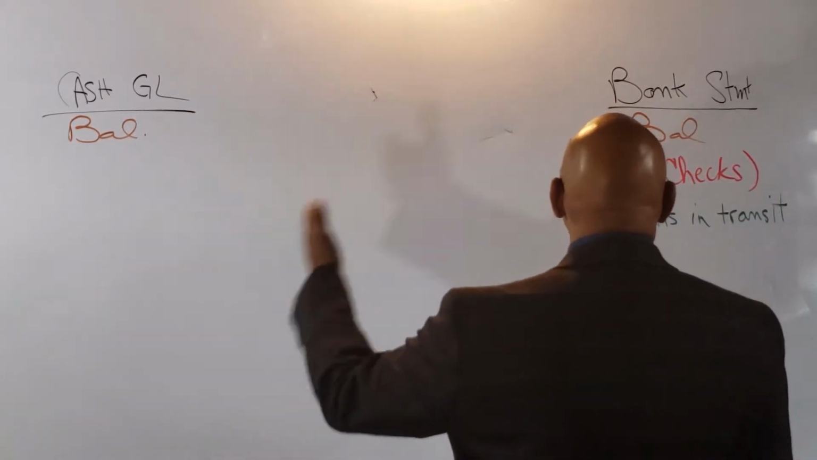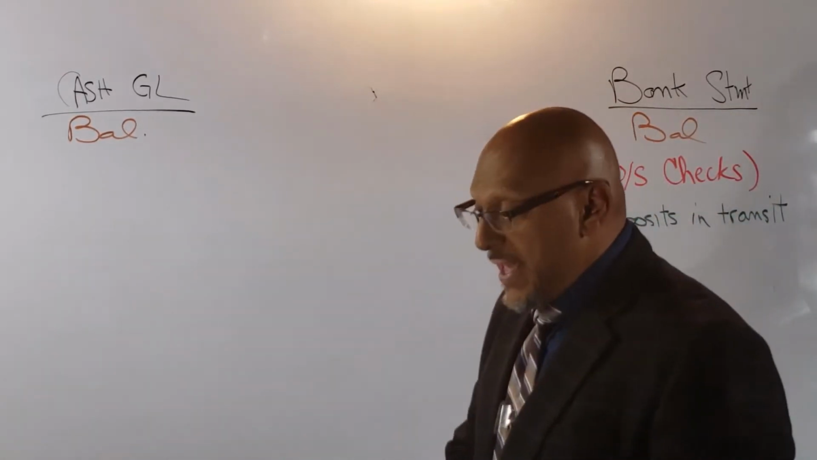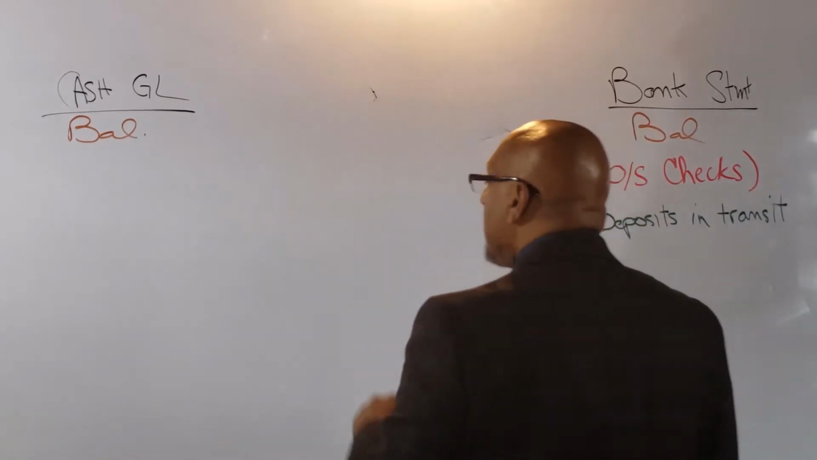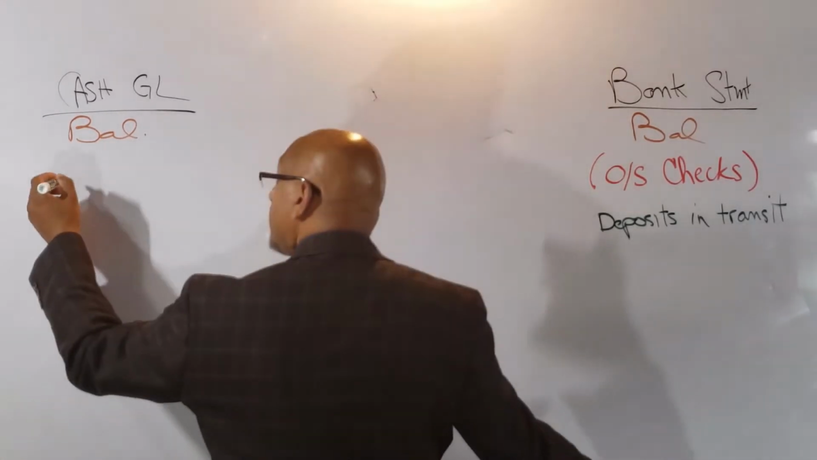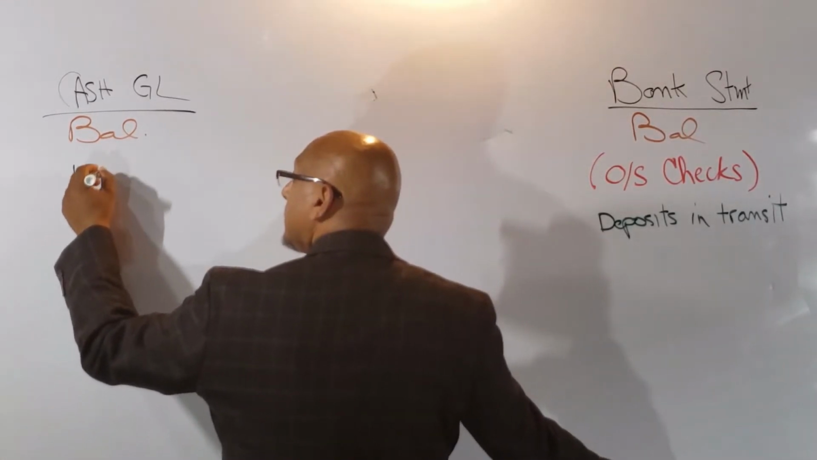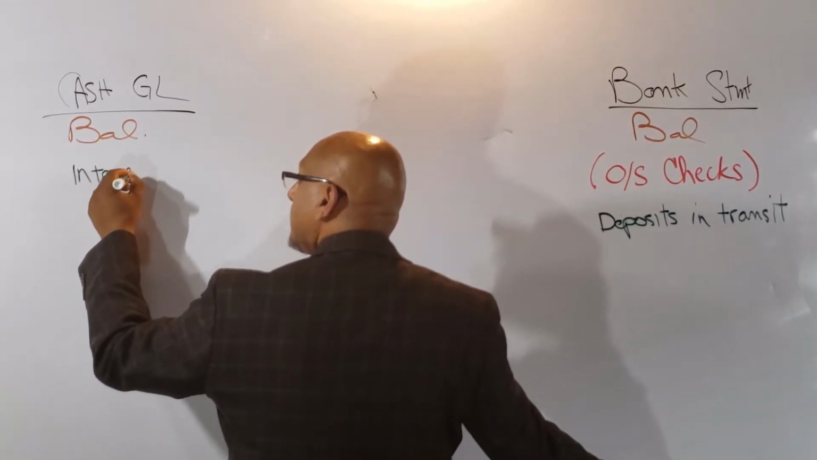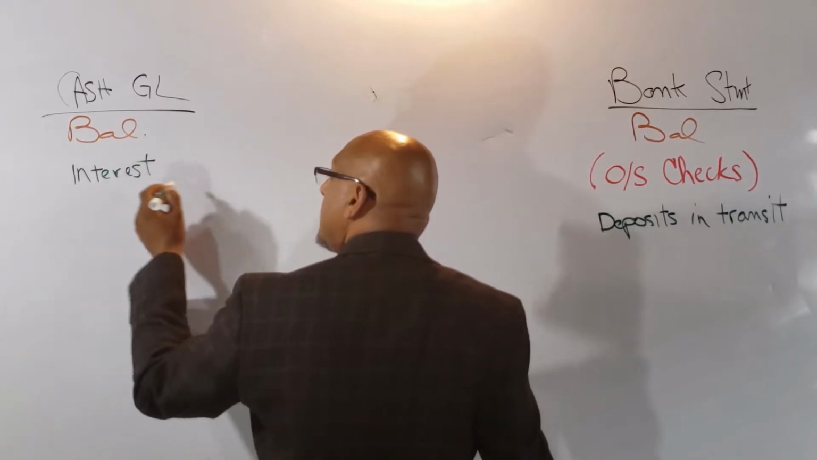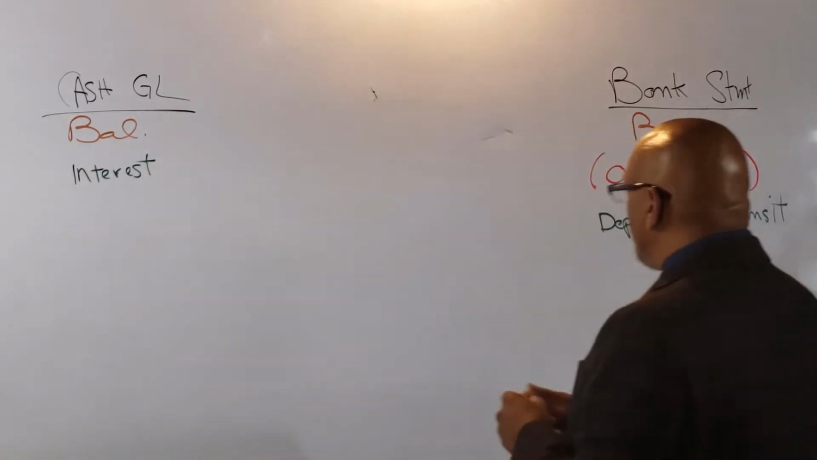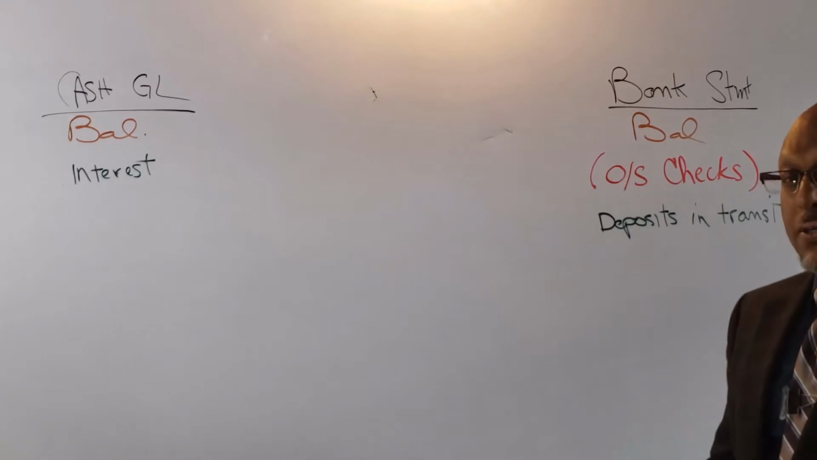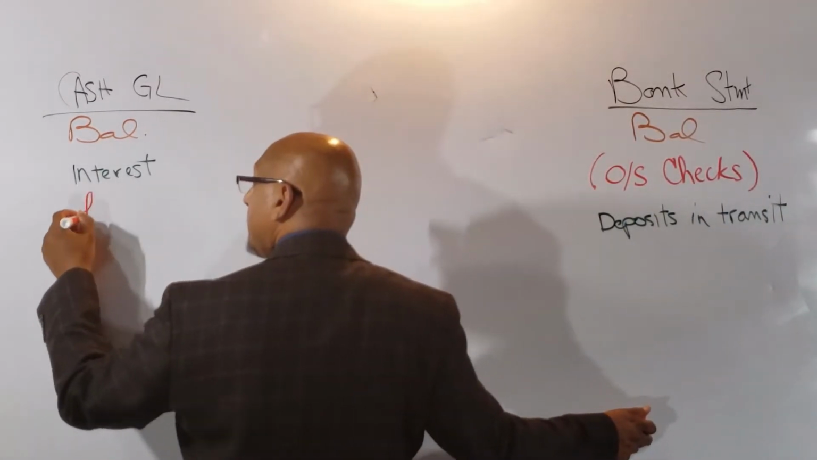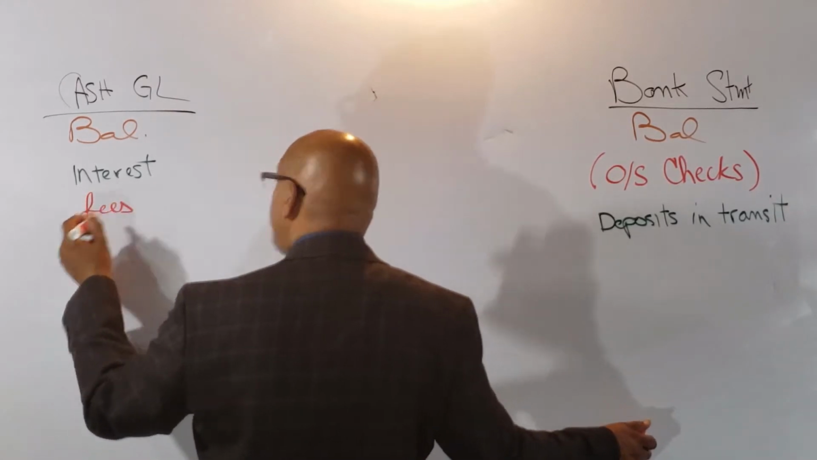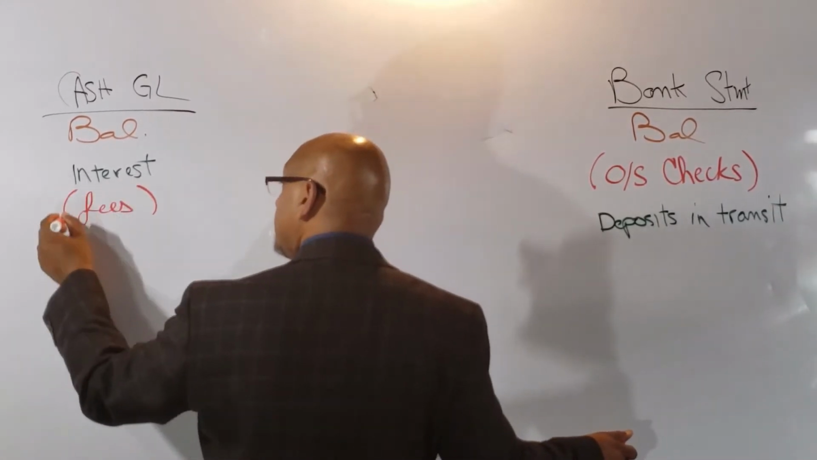Okay, so we have outstanding checks. What would we do with the cash balance, the cash GL? Well, if there was any interest, that would be added. You'll notice that my green is the added parts. And what if there were any fees? Fees would be subtracted out.